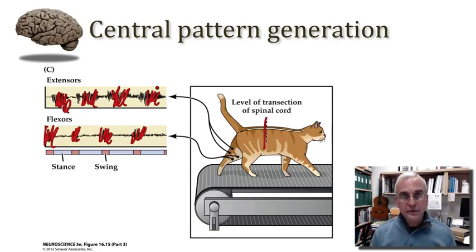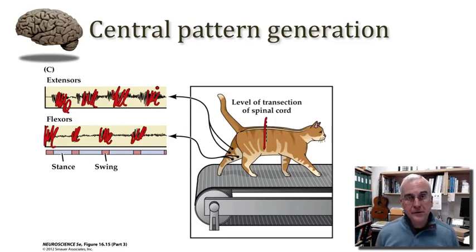This basic rhythm of stance and swing with the activation of flexor muscles and extensor muscles was seen even after the dorsal roots were sectioned, suggesting that this is a pattern that is intrinsic to the circuitry of the ventral horn of the spinal cord, even though typically it's informed by sensory signals coming in through the dorsal roots, and it's modulated and initiated via descending inputs from the brainstem.